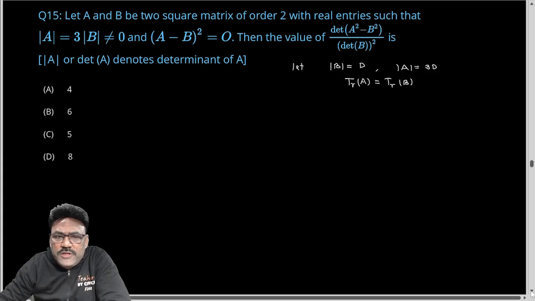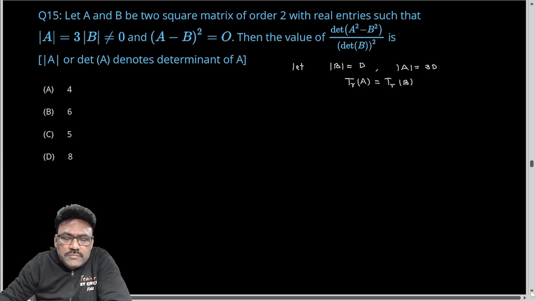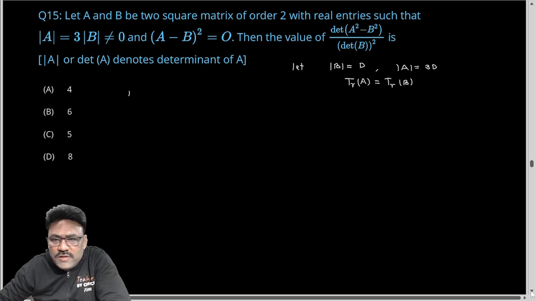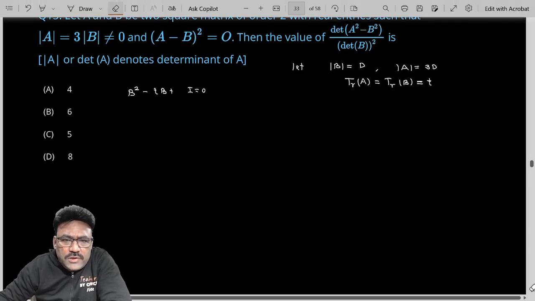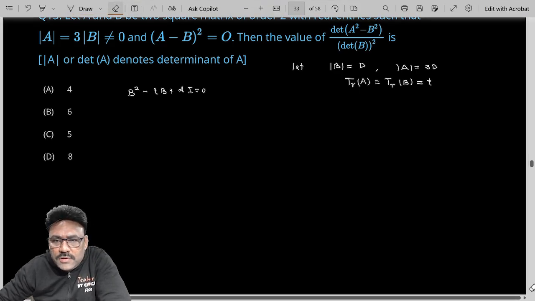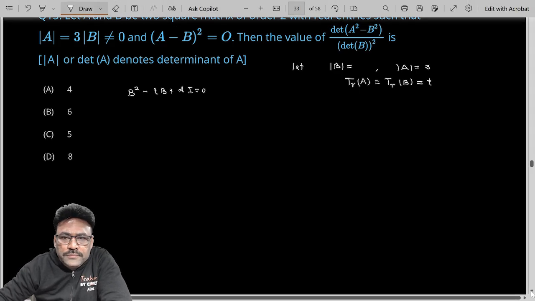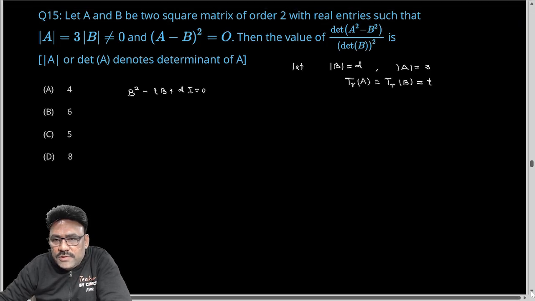And since B is a 2 by 2 matrix, by Cayley-Hamilton theorem, let's say trace of A and trace of B are both T. So by Cayley-Hamilton theorem, B square minus T times B plus D times I will be 0. Let me write the determinant as a small d, not capital D. Let's say determinant of B is d, so determinant of A will be 3d.